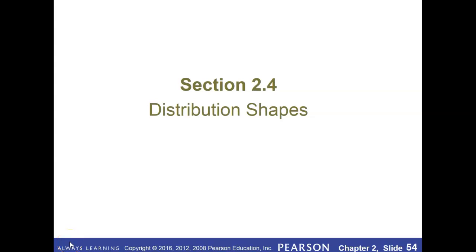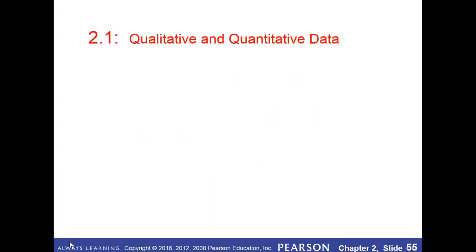All right, so today we're going to be doing assignment number 4 in our second unit. This is on distribution shapes. And so just real quickly where we've been, the first unit was on qualitative and quantitative data.